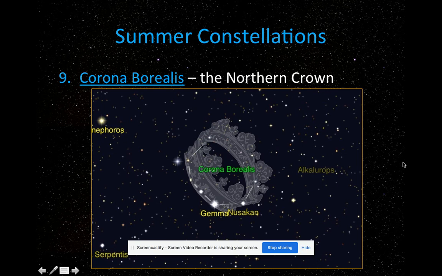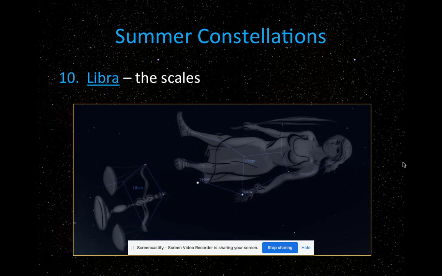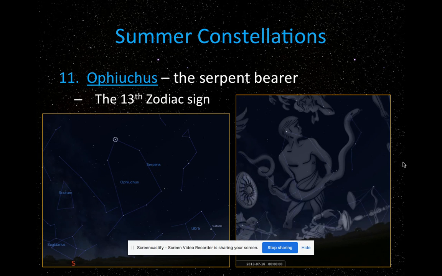And Corona means crown. Borealis means north. So like the Aurora Borealis, Aurora means light, Borealis means north. So Corona Borealis means northern crown. Libra is going to be your scales. Another summertime constellation. Okay, Ophiuchus, that is the zodiac sign that people don't really know about.